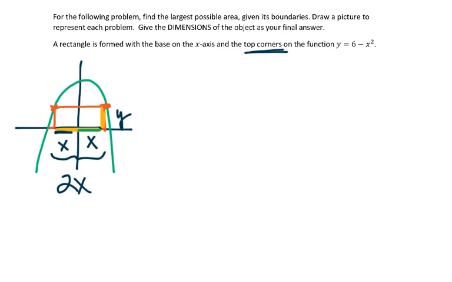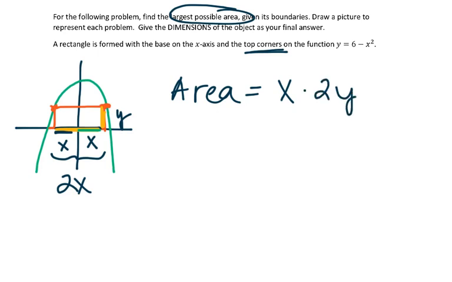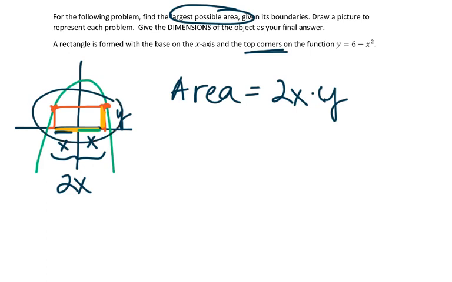Here we want to find the largest possible area. I know that the area of a rectangle is x times y, in this case length times width. Except the length here is not really just x, it's really 2x, as we defined in our picture here. So it's really 2x times y is my area for this rectangle.